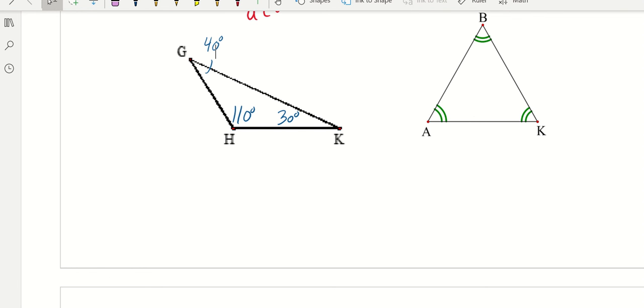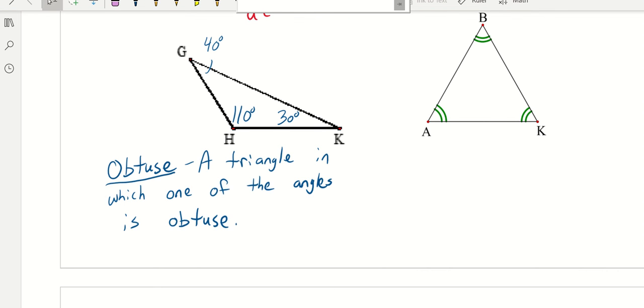So this would be classified as an obtuse triangle. What is an obtuse triangle? An obtuse triangle is a triangle in which one of the angles is obtuse. There you go. A triangle in which one of the angles is obtuse. Pause the video and write that if you need to.